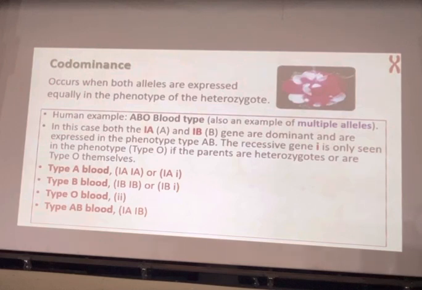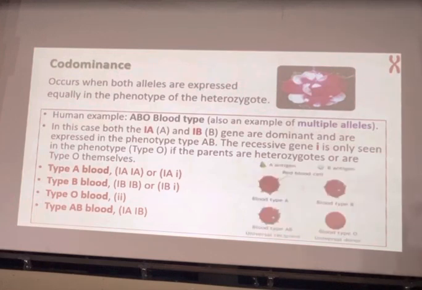That is why you have people with blood group AB, right? Both of them are dominant. Both of them show their effect. This is also multiple alleles because we have 3 alleles for this gene: A, B, and the one responsible for O.